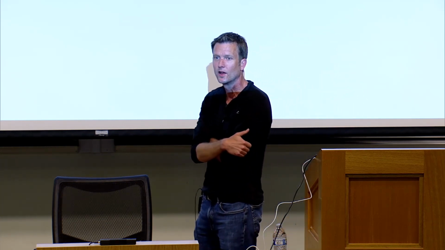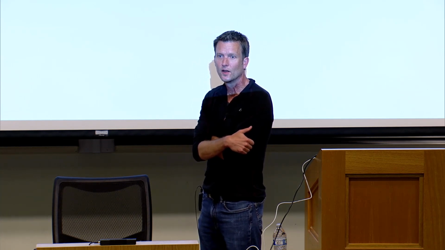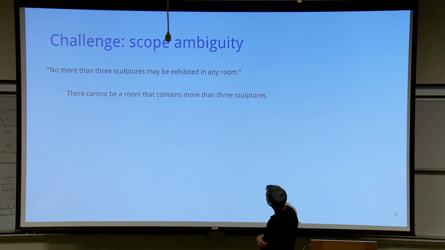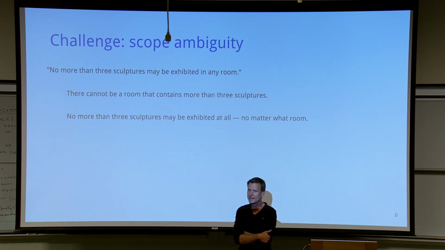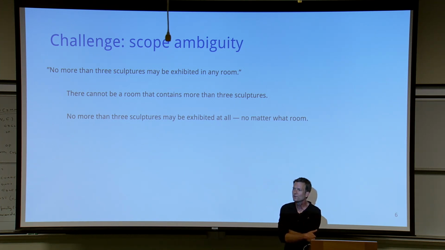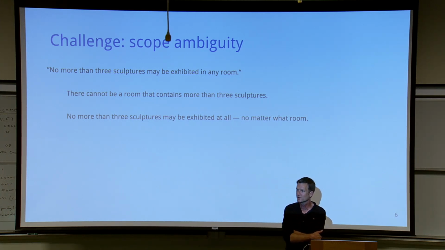Yeah? Is it that there cannot be no more than 3 sculptures, as long as they're present in a room? As long as they what? They're in a room. So a sculpture is in a room? Yeah, you could read this as no more than 3 sculptures may be exhibited in any room. Like, it doesn't matter what room it is. No more than 3 sculptures may be exhibited at all in any room. That reading of this sentence is maybe a little bit less obvious and a little bit less accessible than the first one. But I think there are ways of contextualizing this that make that reading plausible.